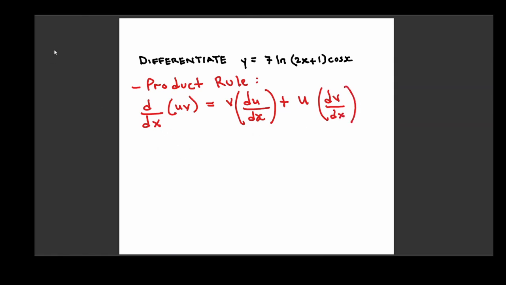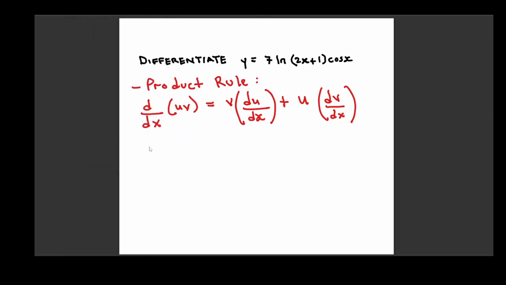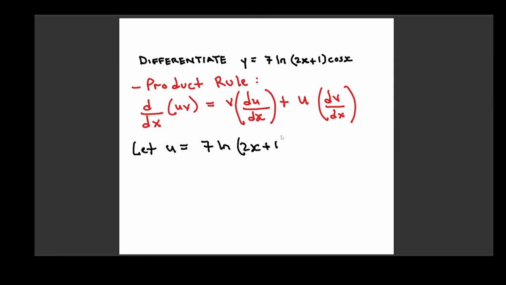Having done so, let us look at our question and assign u and v. So we are going to let u be equal to 7 ln of (2x + 1). And we are also going to let v be equal to cos x. So 7 ln of (2x + 1) is multiplying cos x.